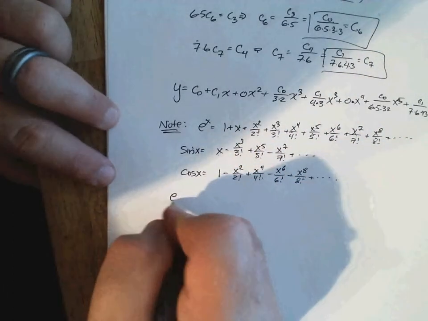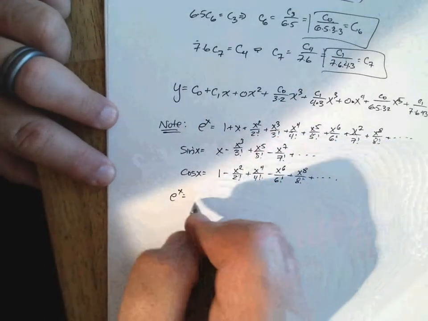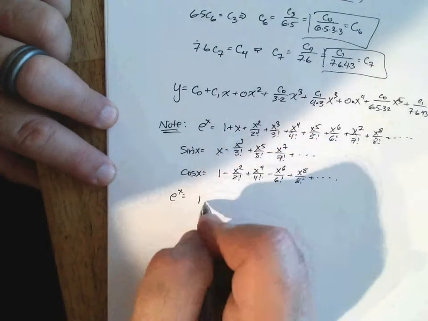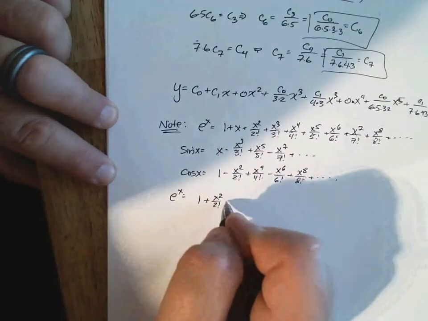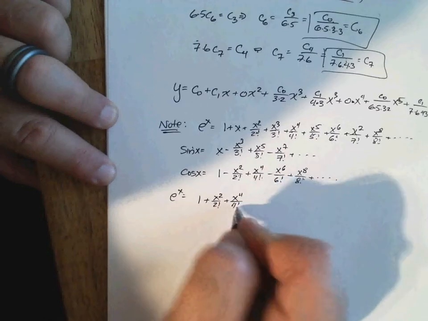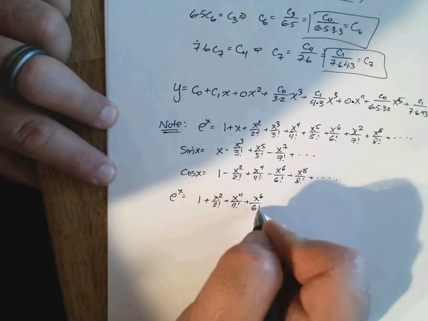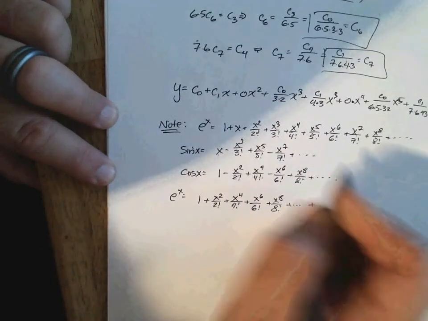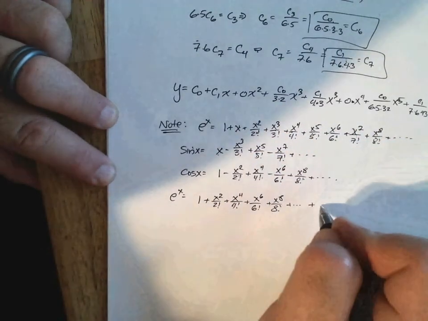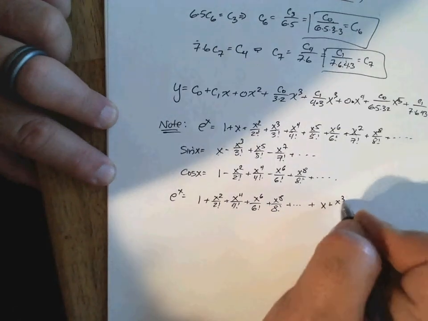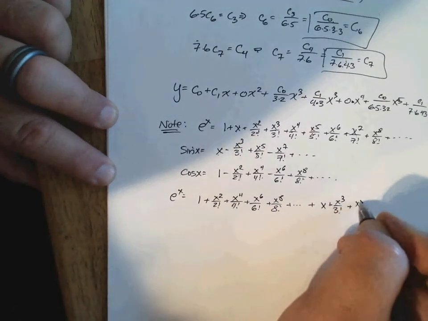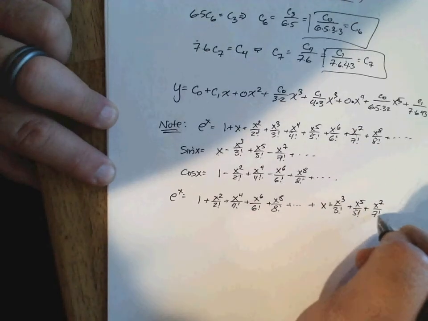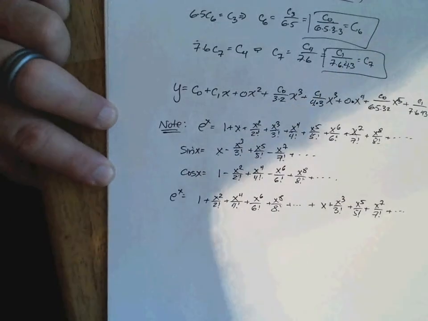Alternating pattern here. In other words, I could take that e to the x and I could split it into two pieces. I could split it into the cosine part terms, right? 1 plus x squared over 2 factorial plus x to the 4th over 4 factorial, x to the 6th over 6 factorial plus x to the 8th over 8 factorial, plus dot dot dot, plus the terms that came from the sine: x plus x cubed over 3 factorial plus x to the 5th over 5 factorial plus x to the 7th over 7 factorial plus dot dot dot.